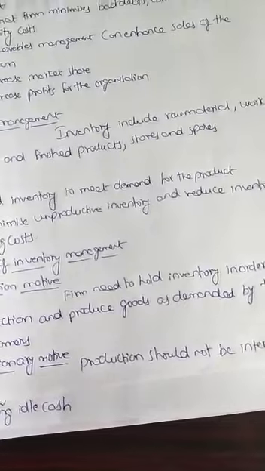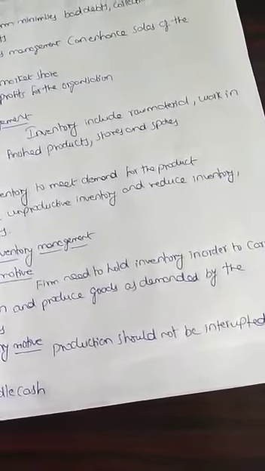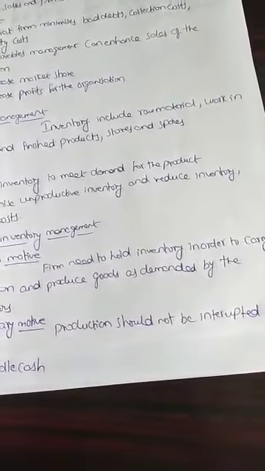And one more is precautionary motive. So there could be some unseen or unforecasted situations for the firm, like strikes or some transportation problems or some unavailability of the materials and all of this. In order to avoid these problems and stoppage in production process, the firm has to hold the stock in the precautionary motive. And one more motive here is speculative motive.